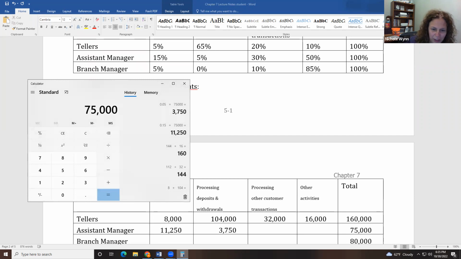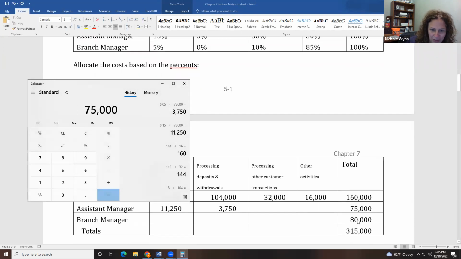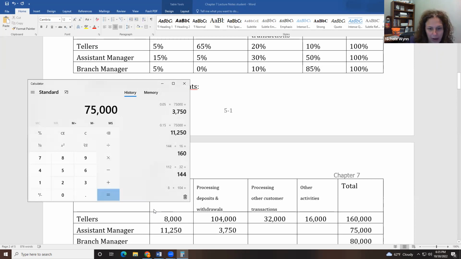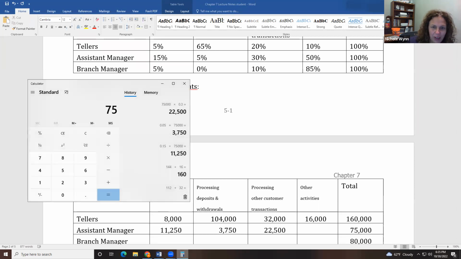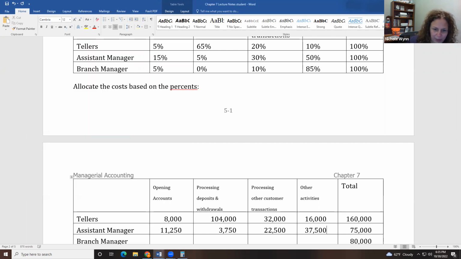I did it earlier, but instead of 75,000, I had 175 and 180. I have no idea what I was thinking. So I had a total of 515 instead of 315. And so now I'm doing it the correct way, and I'm hopeful that the numbers are going to come out okay. 22,500 and 75,000 times 0.5, 37,500. Okay.